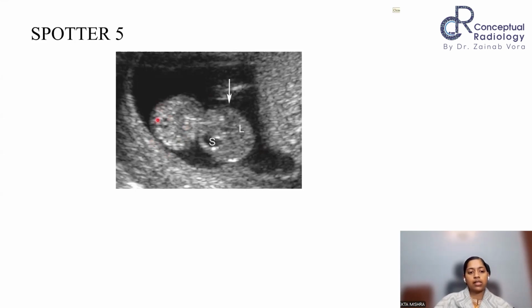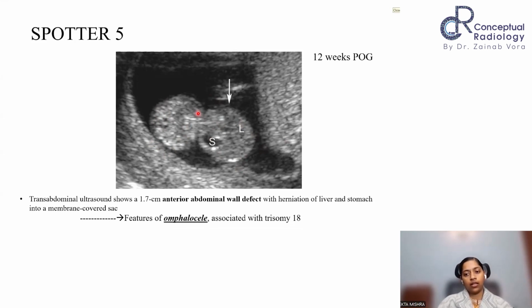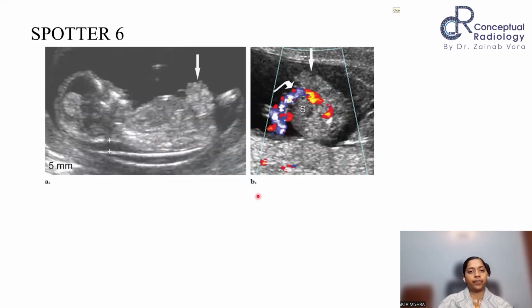I see the spine. Okay, so this is a 12 weeks baby, and because of the well-maintained shape and herniation at 12 weeks, I know it is not physiological anymore. This is omphalocele. Omphalocele is associated with trisomy 18.